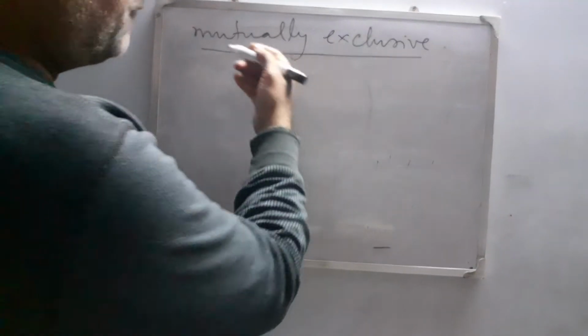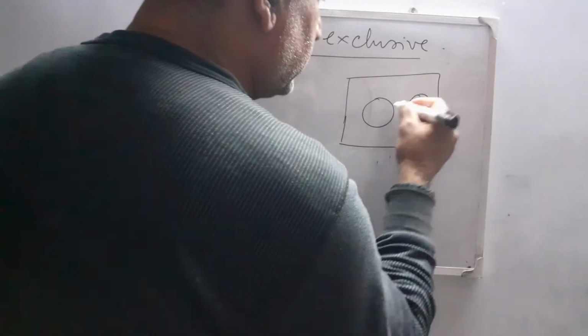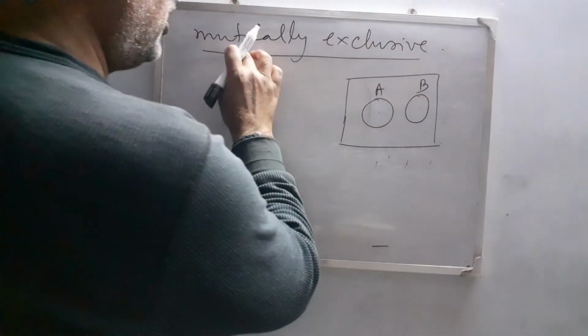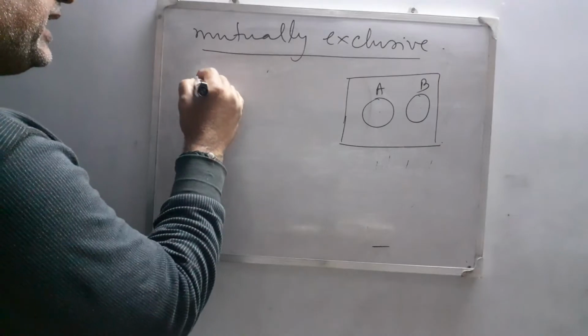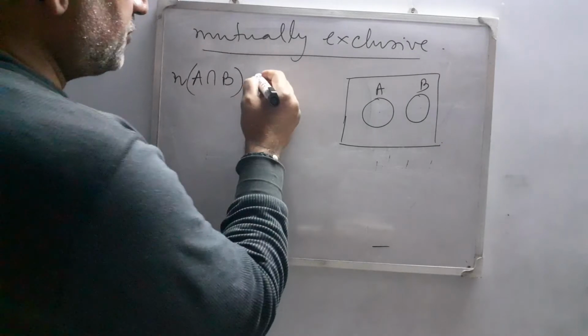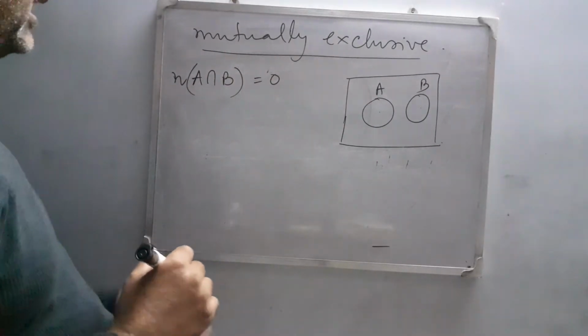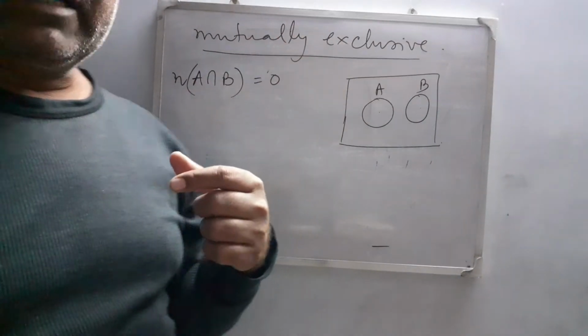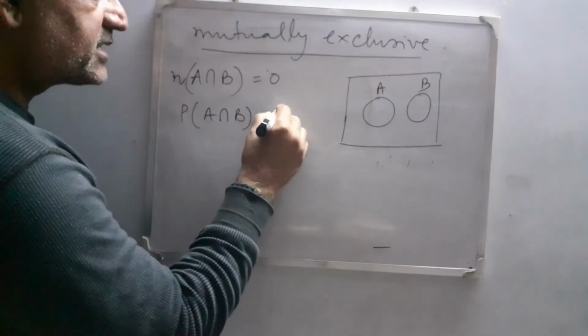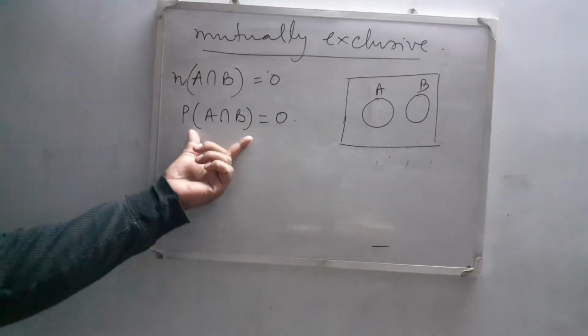In a Venn diagram, we can represent mutually exclusive events using two circles, this one and this one. Here it is A, here it is B. So A is one event, B is one event, and there is no common portion. For mutually exclusive events, the number of outcomes favorable to A intersection B is 0, and therefore the probability P(A intersection B) becomes 0. This thing we have discussed in class 11. P(A intersection B) is equal to 0.